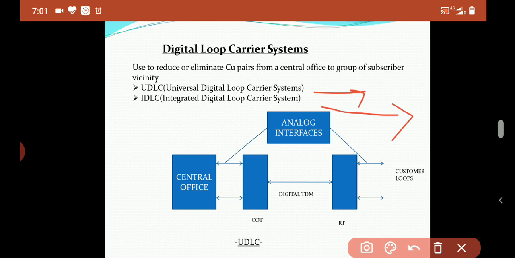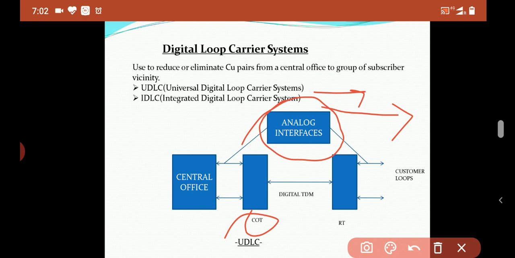In the first case, that is this UDLC system, first we have an analog interface here. What does this analog interface do? It is the interface between the local switching system of the public network and the central office terminal, COT. Central office terminal, that is COT, involves individual circuits, for example individual analog tip and ring connections.